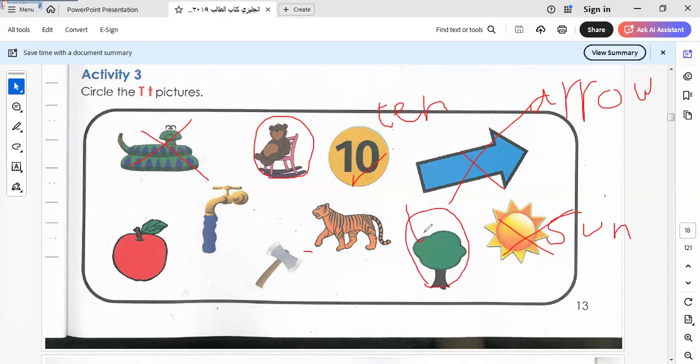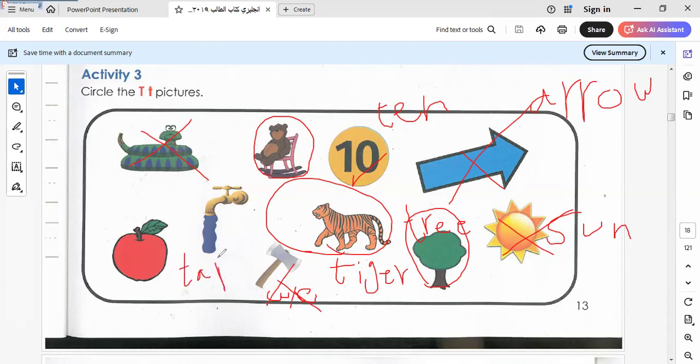Tree starts with letter T. Here is tree, written like this. Here is tiger. Yes, tiger starts with letter T. Here is axe. Does it start with letter T? Wrong. Here is tape. Yes, tape starts with letter T. Apple starts with letter T? Wrong.